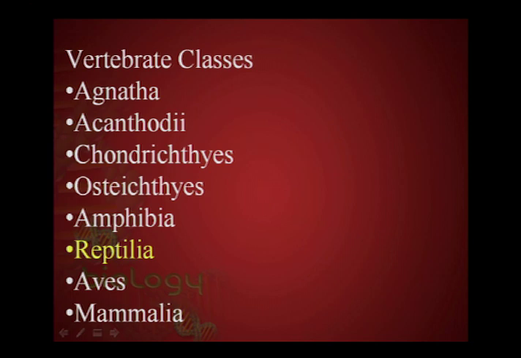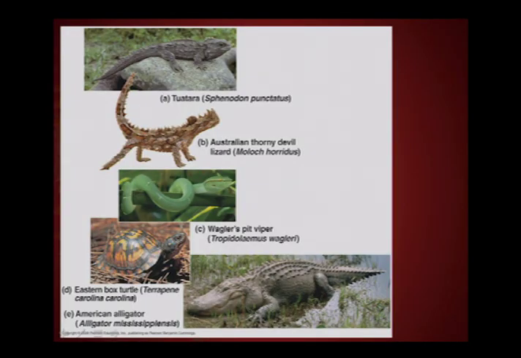From the Amphibia, Reptilia evolved. And Reptilia now are the first vertebrates which are really fully adapted for life on land. Some of the important adaptations that we see in reptiles, which include things like lizards, snakes, turtles, and alligators, is the fact that they have what we call a keratinized skin. So keratin is a very hard protein. It's really the composition of our nails. But reptiles, birds, and mammals all exhibit keratinized skin.